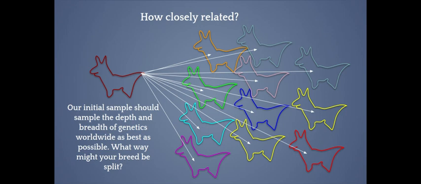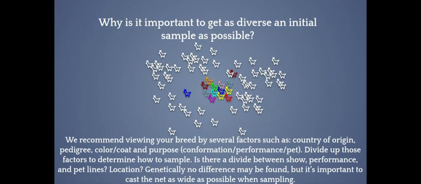So what way would your breed be split? We recommend thinking about your breed by several different factors. So what all the different countries of the world that the dogs exist in, the different variety of pedigrees. Are there atypical pedigrees that have less commonly represented dogs? Does your breed have a color of coat or coat type that's different and might have split your breed into different distinguishable lines? Or is there potentially a difference in purpose, so conformation, performance, or pet? There's lots of different things and variations like this in each breed population.